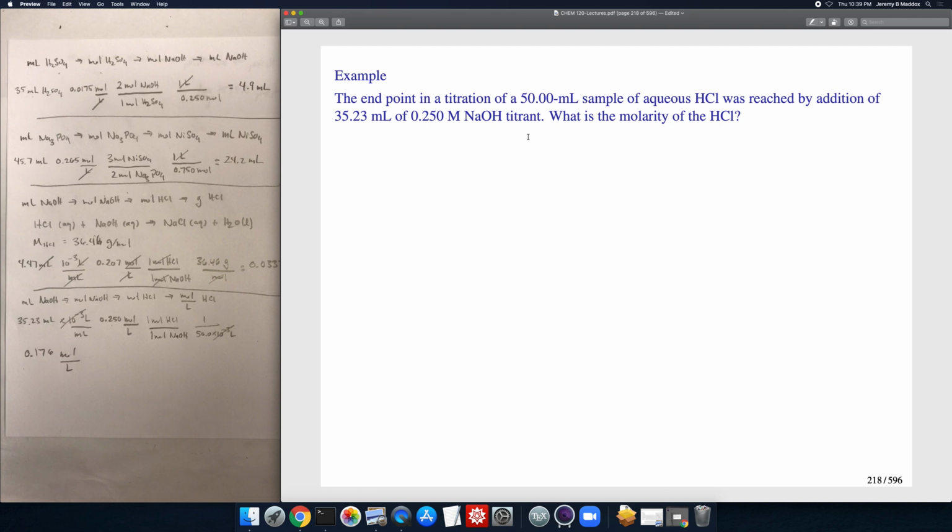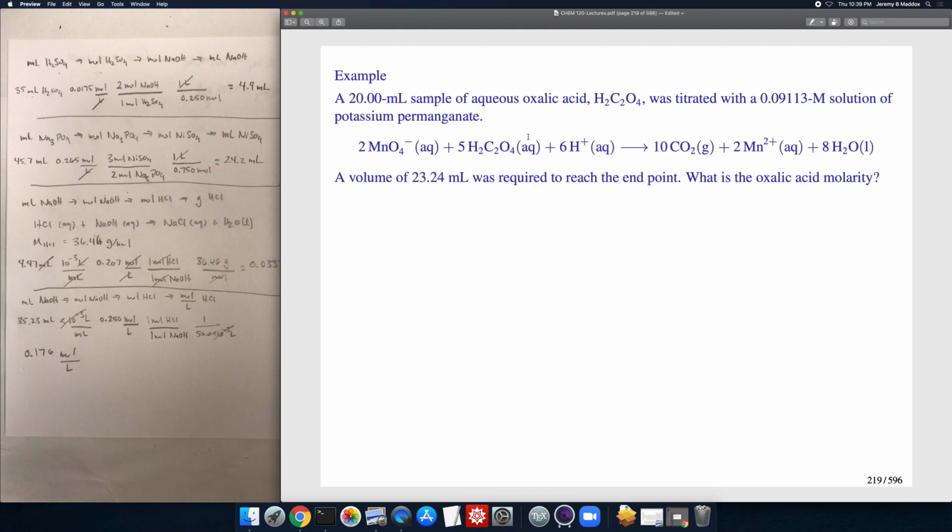Okay, so this is classic volumetric analysis, where you use a solution with a known concentration to determine the concentration of an unknown solution. Let's see. It looks like this next one is going to be identical to the one that we've just worked. So I think I'm going to leave this as an exercise for you to try on your own.